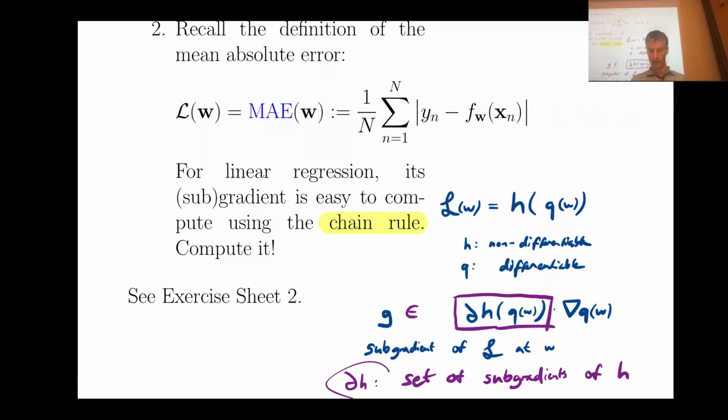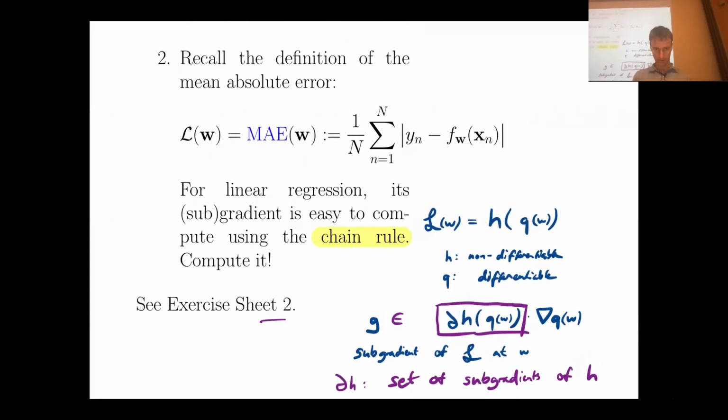I don't write equal, right? I have to pick one of the subgradients of my outer function, and then I multiply this with the one single gradient I have for my inner function, and I'm done. That's my chain rule. The interesting thing is that here is a whole set, so you do have several choices, and all of them give you a valid subgradient of the combined function. And this is also on your sheet. So this is one tool you can have if you want to compute subgradients.